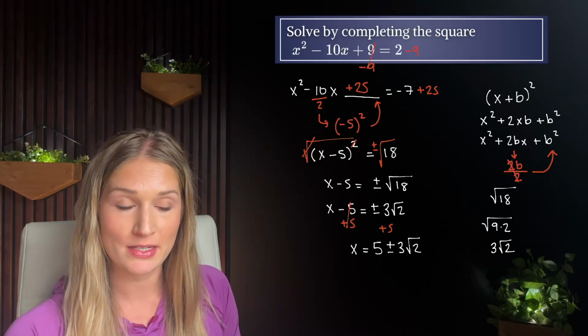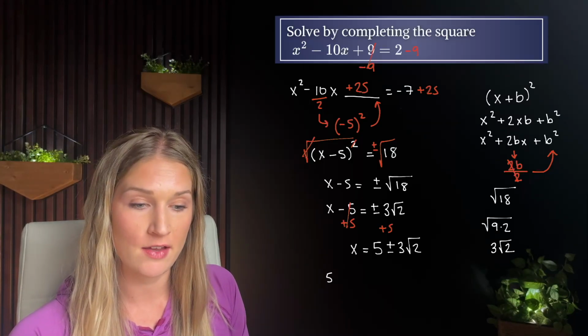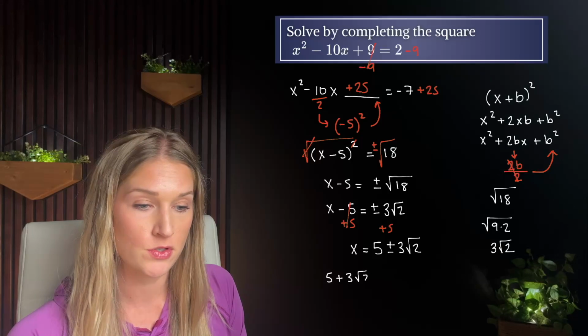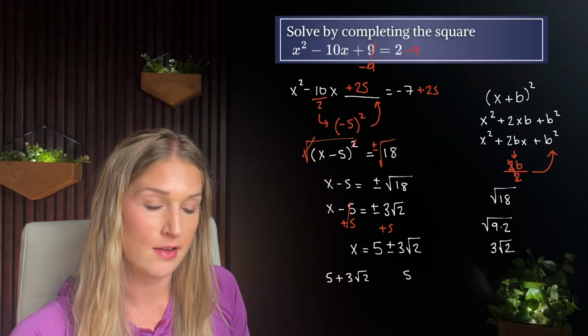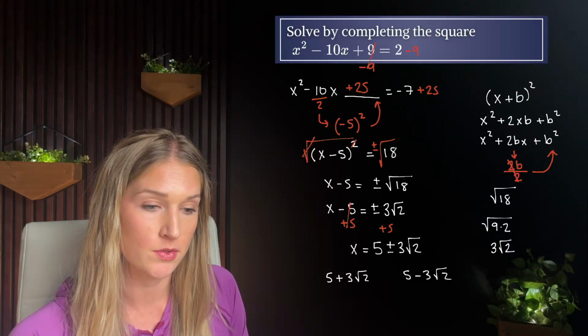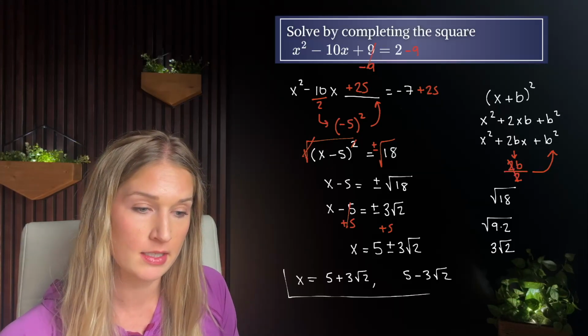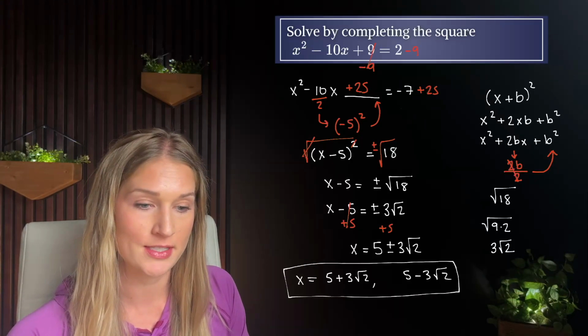So we have two answers here. The first is 5 plus 3 square root 2, and the second one is 5 minus 3 square root 2. You can leave them as one or you can write them separately. Either way works. Hope that helped.